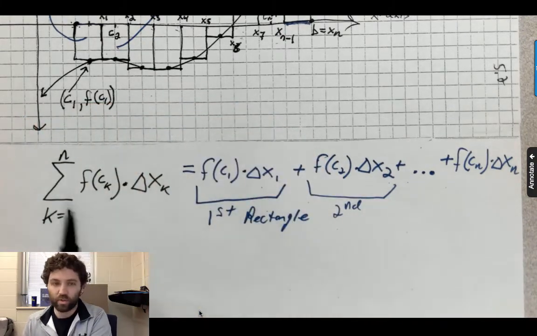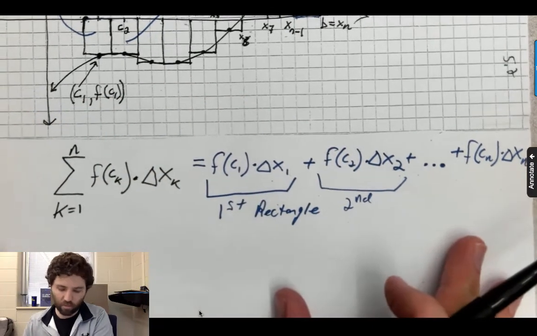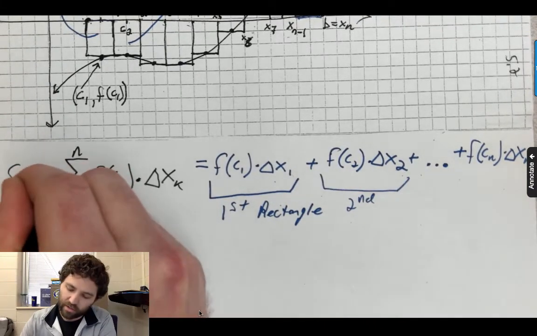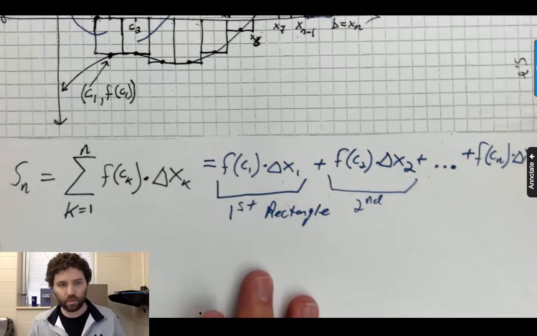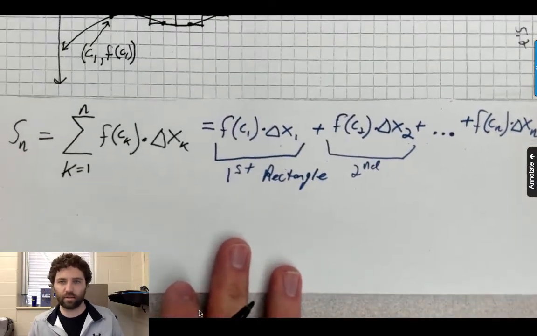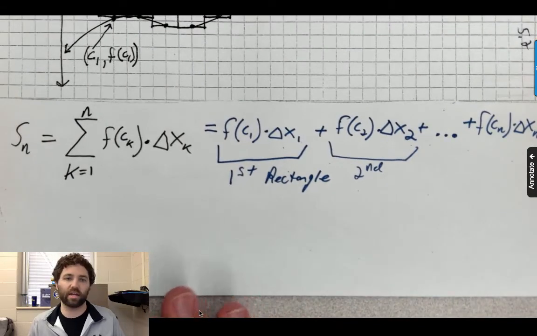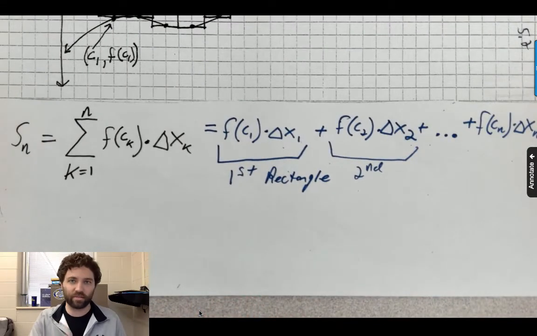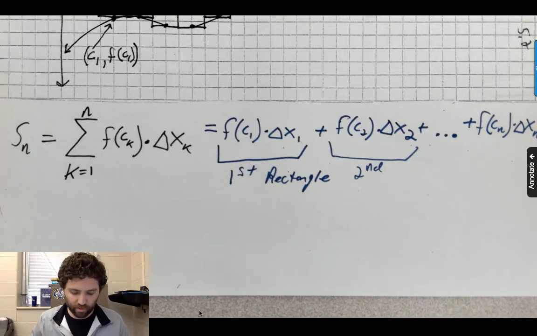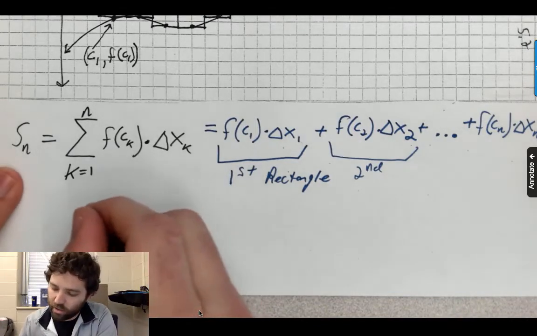Okay, so that's going to be our sum. We'll write that as S sub n. This will be the sum of n rectangles, where n is the number of rectangles, and k is your index, which just tells you which rectangle you're trying to compute. It adds them all up.